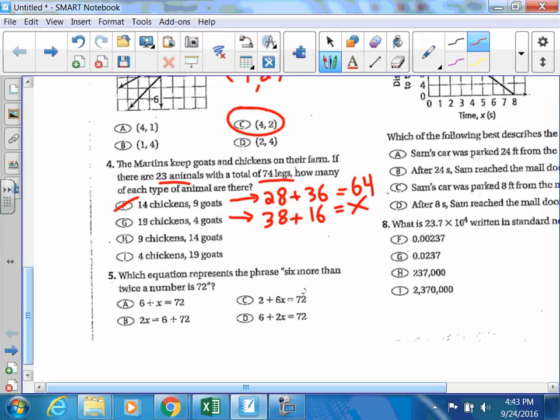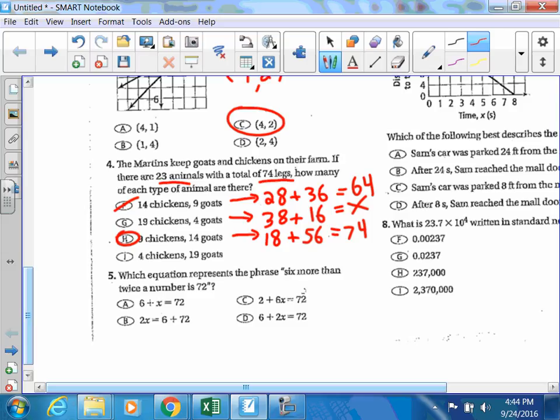2 times 9 is 18. This would be 18 here. 4 times 14 is going to be 56. What's 18 plus 56? That is going to be 74. That's going to be your answer right there.